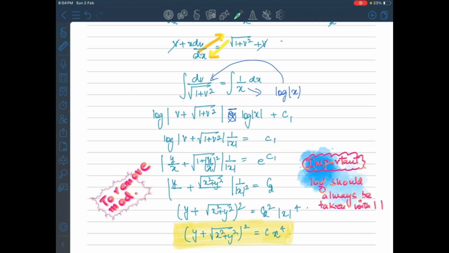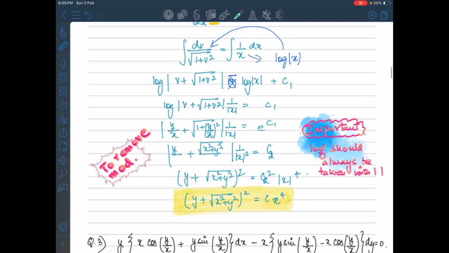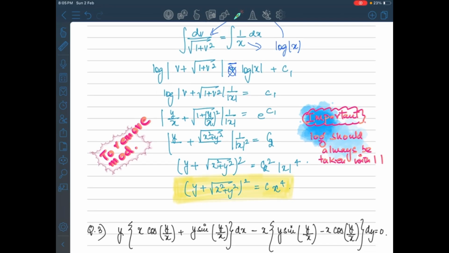Okay, now you can see that I am taking e on both the sides. So when I take e on both the sides, this thing will be coming down and this will be e power c1. Okay, now since I want to remove mod, one more thing I am doing is, e power c1 is again a constant, so I am just writing that as c2. Okay, not a big concern here.